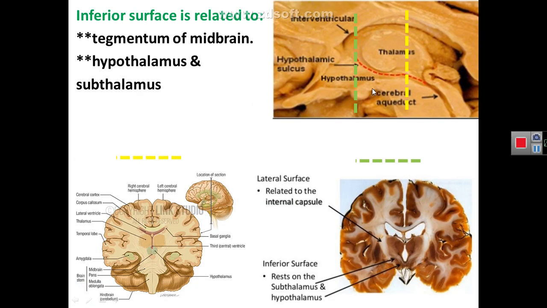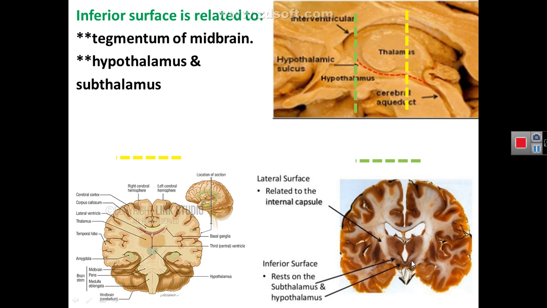The inferior surface, we said a while ago, inferior to the thalamus from anterior to posterior are the hypothalamus, subthalamus, and midbrain. So these are two figures, one represented by the dotted yellow line, and the other by the green dotted line. At the green dotted line, the coronal section shows that below the thalamus is the subthalamus and hypothalamus. This is the gray matter of the subthalamus. It appears just like a biconvex lens, and this is the gray matter of the hypothalamus.